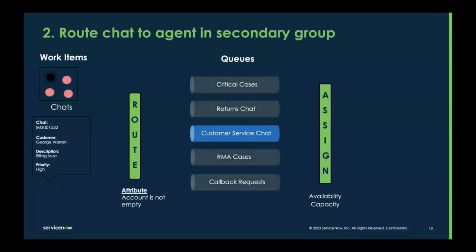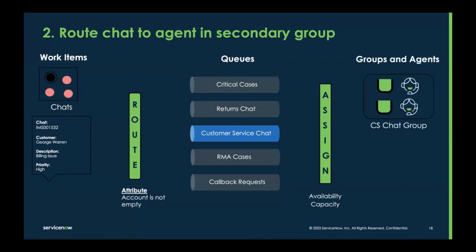So what we saw here was exactly like before. We had the customer initiate a conversation from the portal. The chat was routed into the customer service chat queue as before. We tried to assign it based on availability and capacity. But at the time of assignment, we realized that both the agents are busy. They're working at their full capacity.